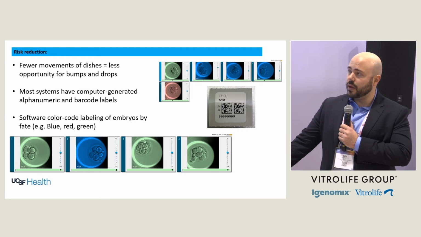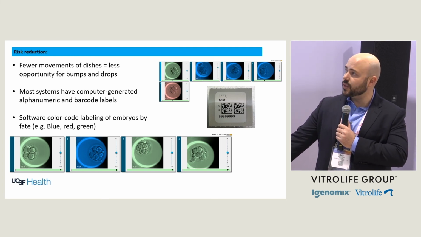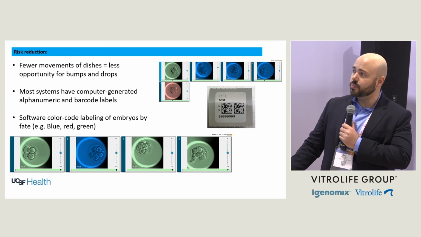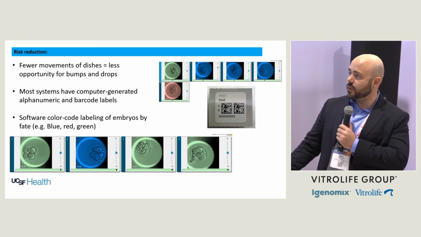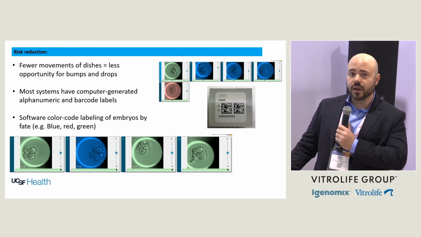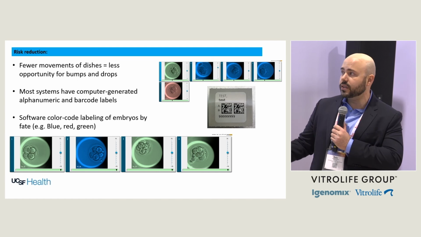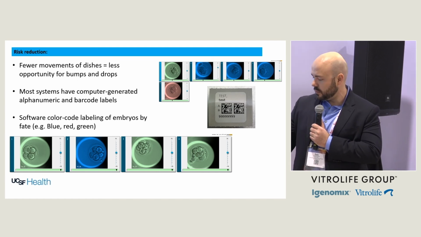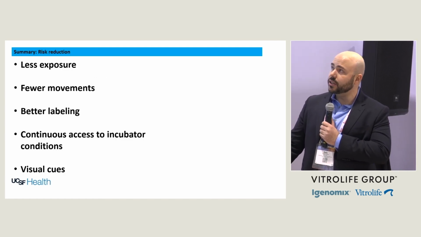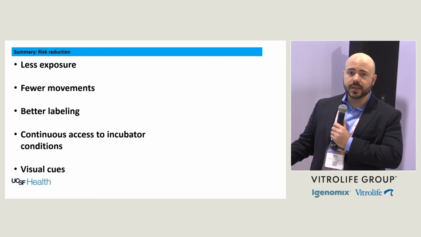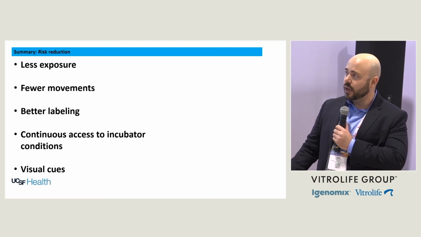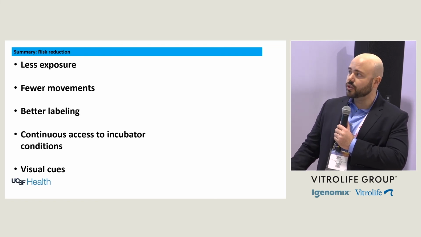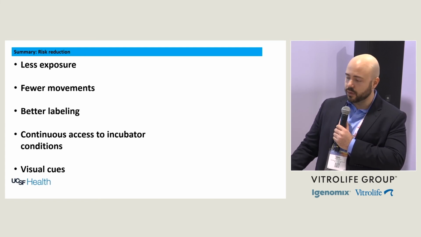Another thing that the Time-Lapse EmbryoScope system has is the color system, which allows you to put fates into your embryos. If you're going to freeze, it's the blue color. If you're going to transfer, it's your green color. And then if it's going to be an embryo that's not viable, we select red. So as a summary here, you're going to have less exposure, fewer movements of those gametes and embryos between hands, a better labeling system, and continuous access to your incubator conditions. And also you have a lot of visual cues on what's happening with your embryos.